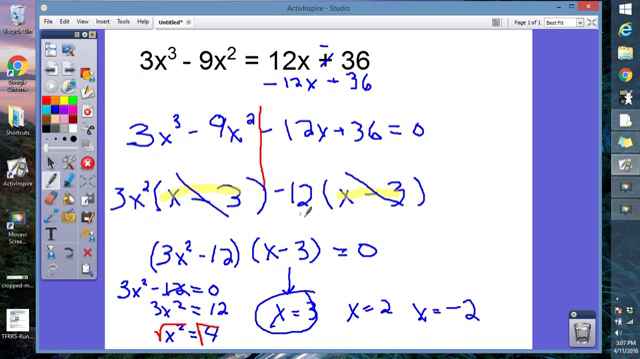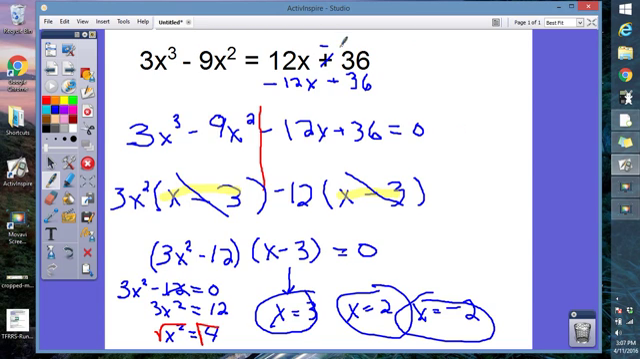So you have an x to the third. I don't know if you've talked a lot about this yet, but if you have an x to the third, you're going to have 3 solutions to that: positive 3, positive 2, negative 2. And if you graph it on your calculator, you're going to see it cross the x-axis in those 3 places.